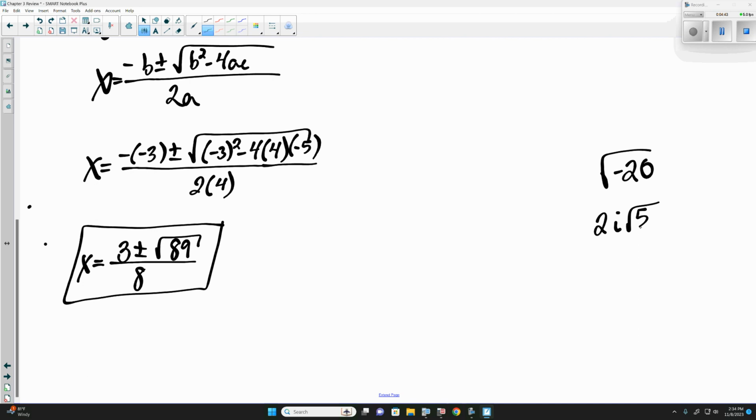I'm not going to dock you points if you don't reduce the entire fraction, because if the top two numbers, 3 and square root of 89, have a common factor with the denominator, I'm not going to make y'all reduce it. If you do, that's fine. But if you at least get to simplified radical form, I will take that as well.